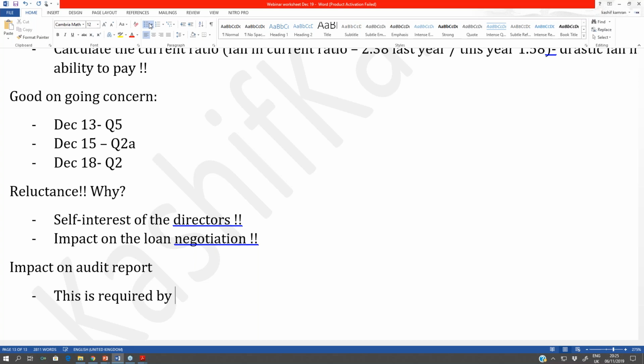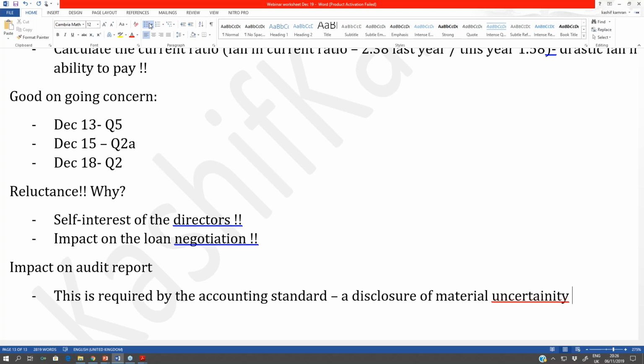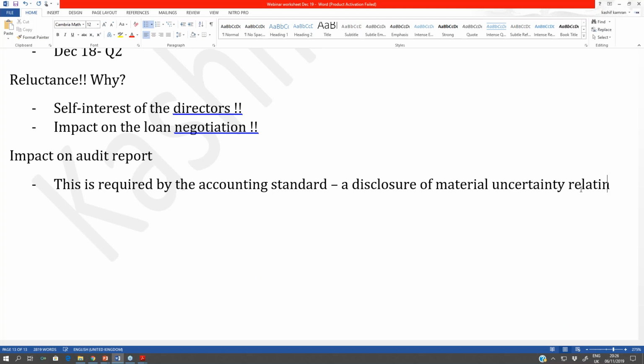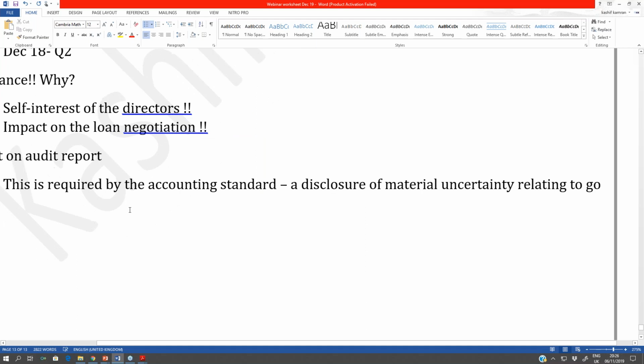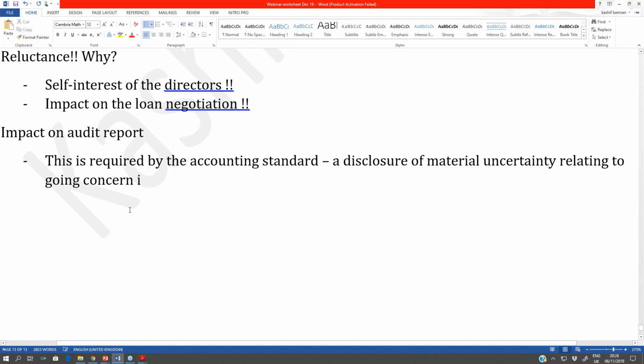This is required by the accounting standards, that a disclosure of material uncertainty relating to going concern is given. So the standards require that you give a disclosure of material uncertainties relating to going concern, but the management is not giving it. So obviously, is that a breach of the accounting standards? When there is a breach of an accounting standard, the auditor has to give a modified opinion.